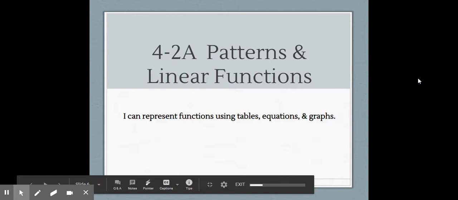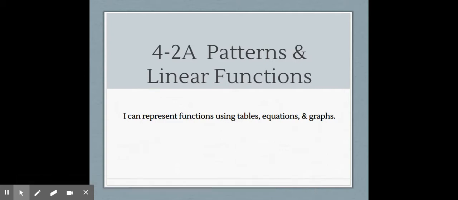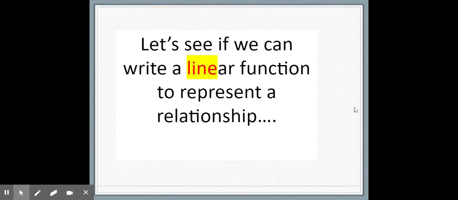Hi there. Go ahead and open up your notes to lesson 4-2A, where we're going to be looking at patterns and linear functions. Our goal is to be able to represent functions using tables, equations, and graphs. We're going to see if we can write a linear function to represent a relationship. All a function is, is just a rule. The linear relationships we're going to be looking at make a straight line, just like the first four letters in the word linear. Let's give this a try.